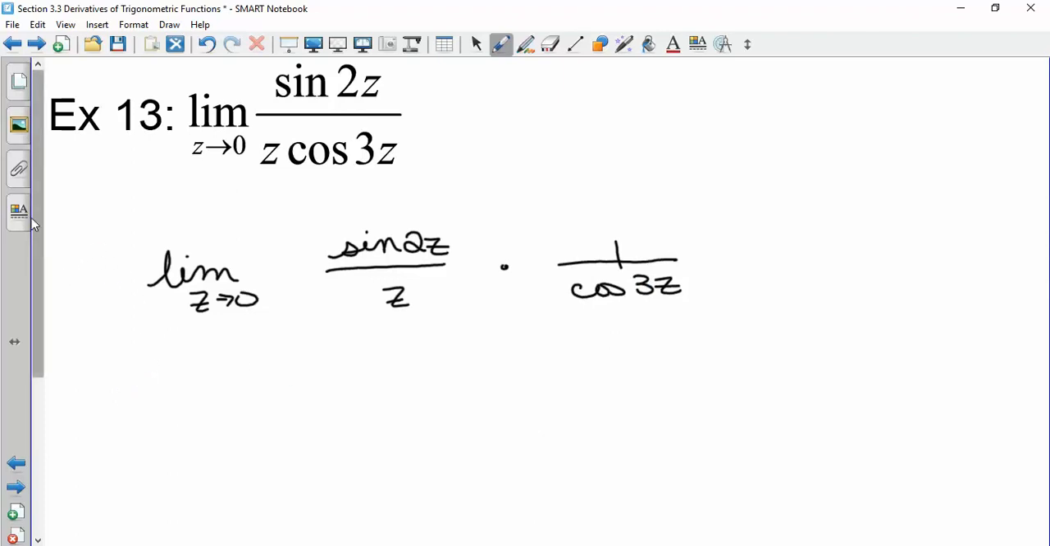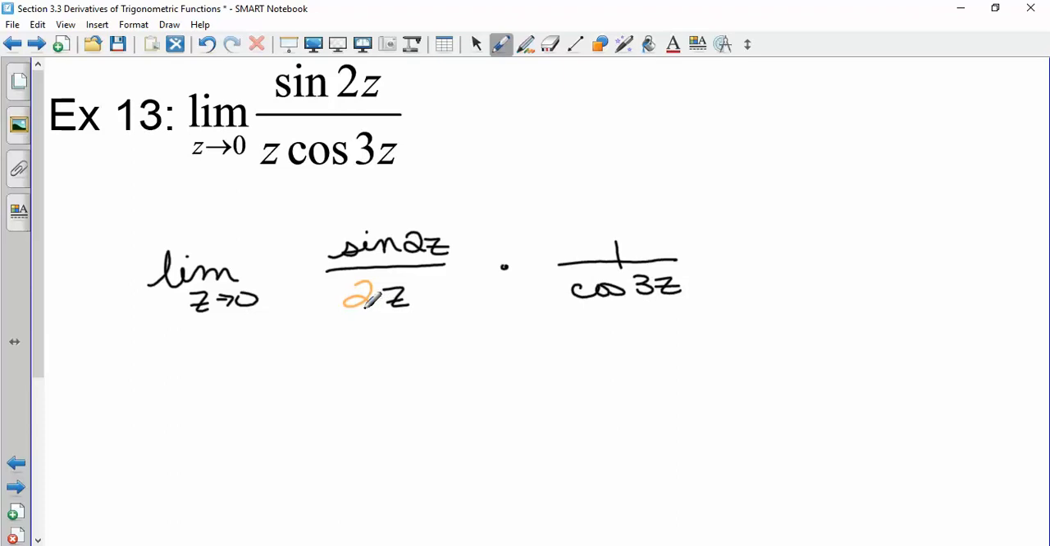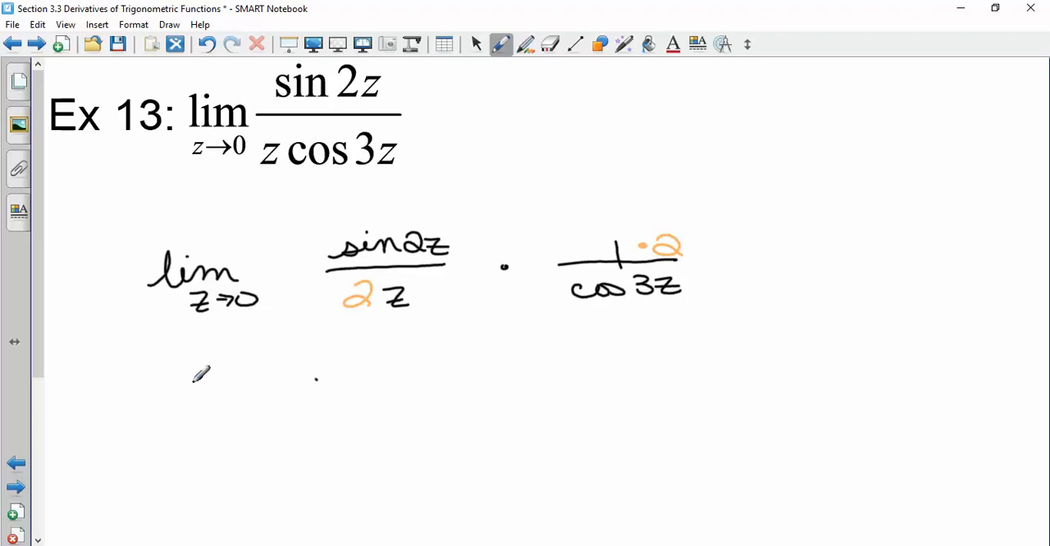So what do I need to add into this problem? A 2. If I'm going to put it on the bottom, I also need it on the top. I'll just put it over here in the second fraction that has the stuff we don't need. So then, this goes to 1, times 2 is 2, over the cosine of 0 is 1.